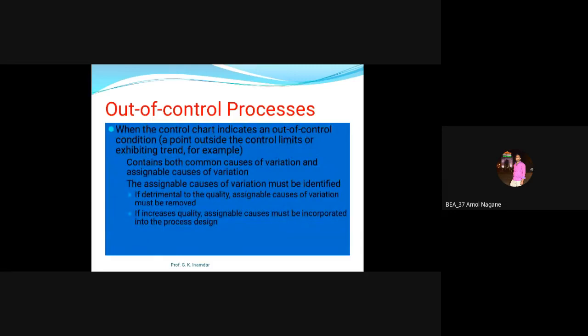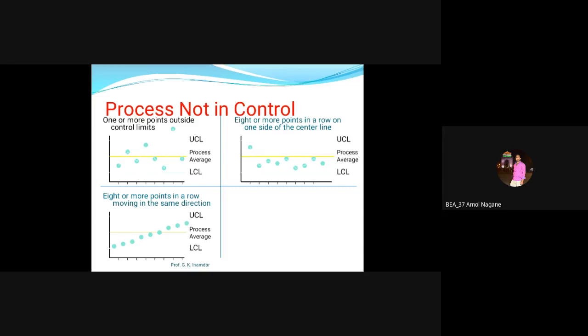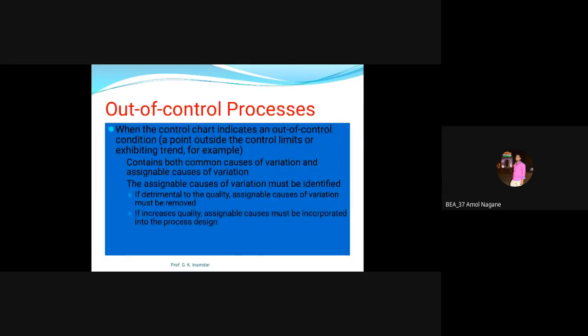So, out of control process: when the control chart indicates an out of control condition. Okay, a point outside the control limit already, so if this is the case, the process is not in control. It contains both common causes of variation and assignable causes of variation. The assignable causes of variation must be identified. Those detrimental to quality must be removed. If they increase the quality, assignable causes must be incorporated into the process design.